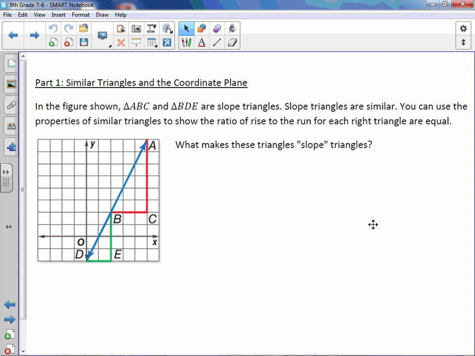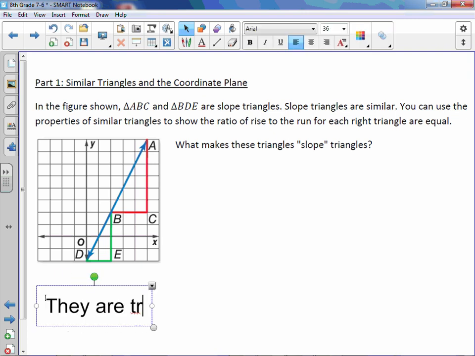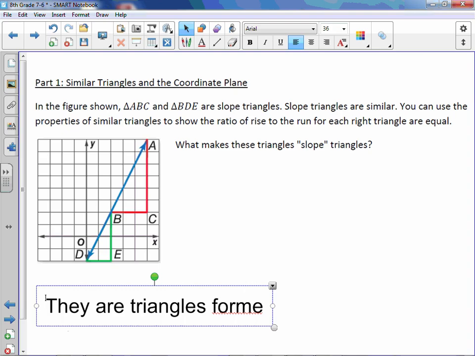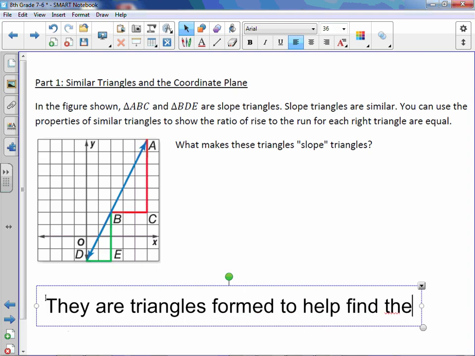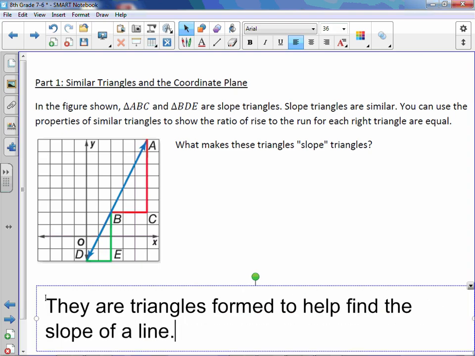In the figure shown, triangle ABC and triangle BDE are sloped triangles. Sloped triangles are similar. You can use the properties of similar triangles to show the ratio of rise to the run for each triangle are equal. What makes these triangles sloped triangles? Well, they are triangles formed to help find the slope of a line.